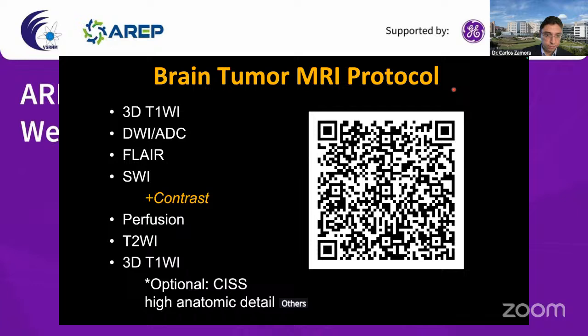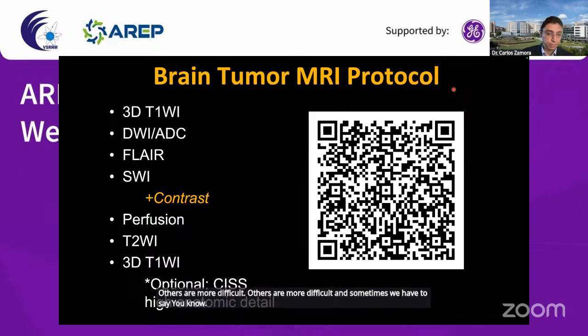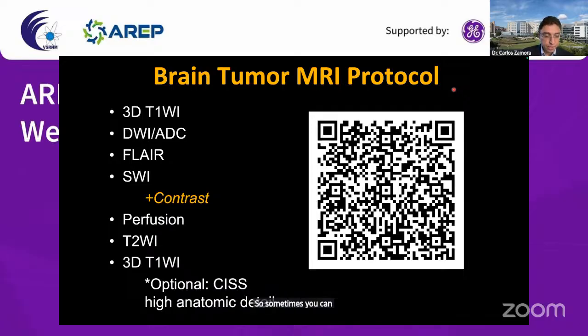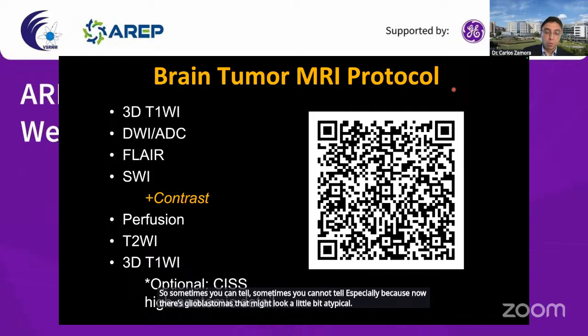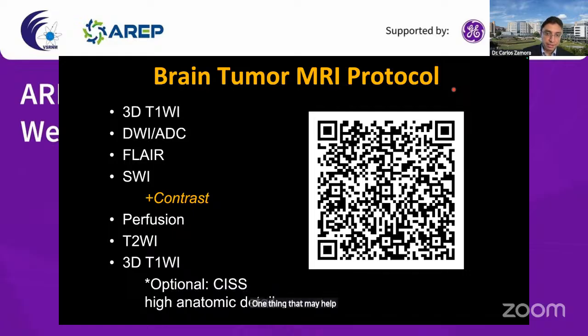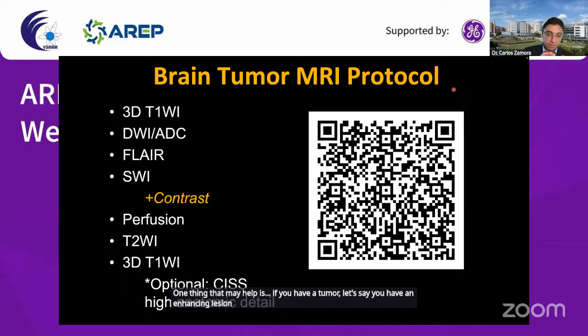Others are more difficult. And sometimes we have to say, this is consistent with a primary high-grade tumor like a glioblastoma versus a metastatic disease. So sometimes you can tell, sometimes you cannot tell, especially because now there's glioblastomas that might look a little bit atypical. One thing that may help is if you have a tumor, let's say you have an enhancing lesion, but then you have an area that is not enhancing, right?